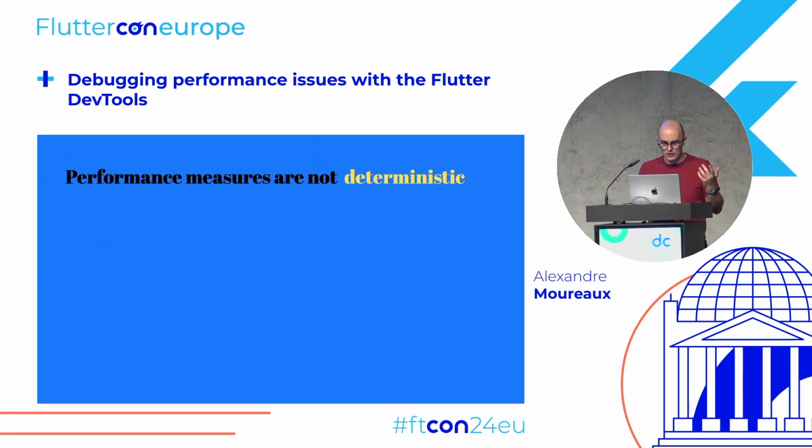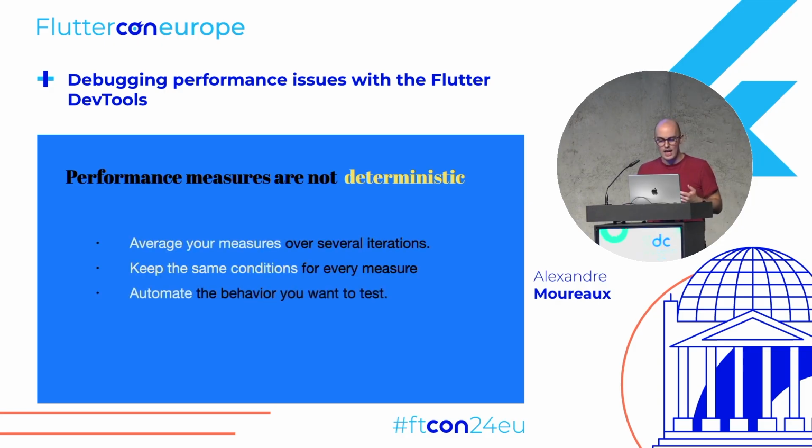But what I want to talk about is that here we had some issues that were kind of easy to spot with the naked eye. It's a dummy app. In real life scenarios, you might be implementing changes and it might be hard to see if those changes have a good impact on your performance. The issue is performance measures are not deterministic, which makes it hard to check. And there's no secret sauce. If you want to deal with it, you need to essentially run several iterations, maybe average the results as much as possible, keep the same conditions for every measure, and automate the behavior you want to test. But look, this is really annoying and cumbersome, to be honest.